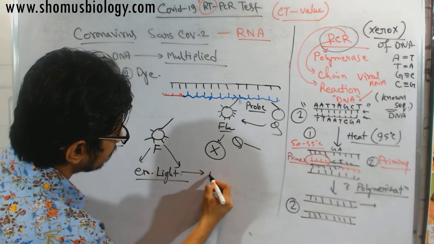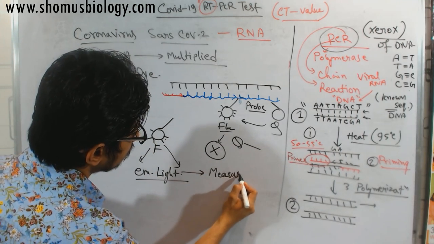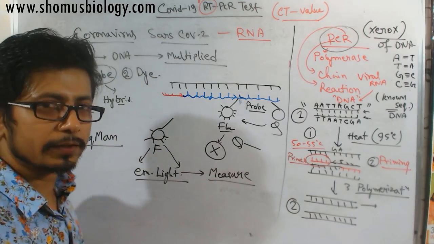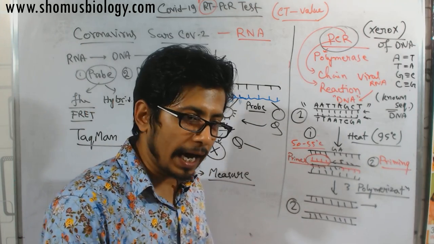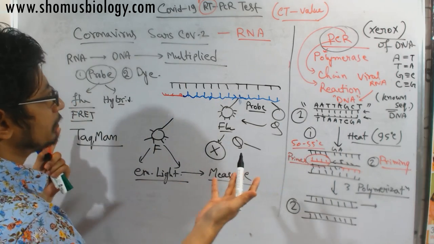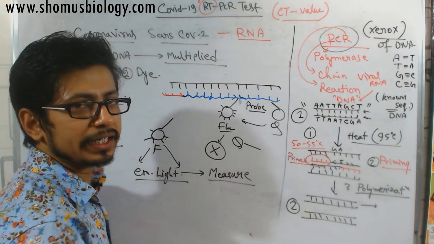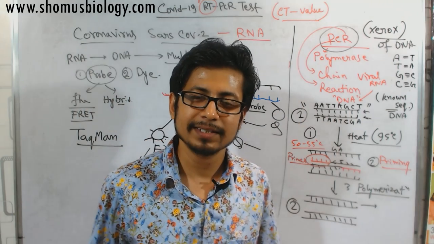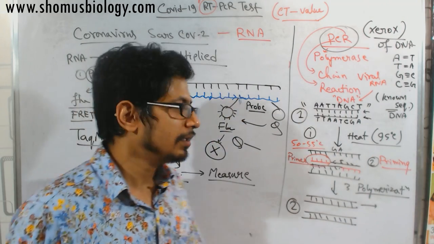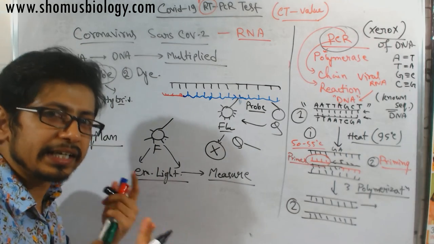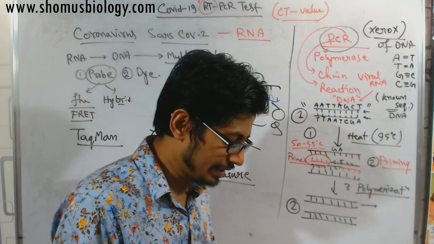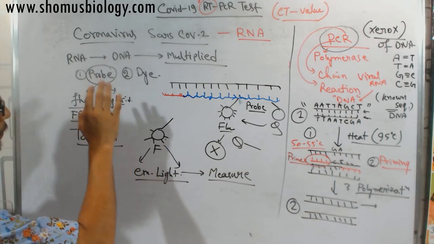This we can measure. Light intensity we can measure and we can detect. The higher the intensity, we can tell the more DNA is being amplified with RT-PCR. Got it? So after each cycle, this light intensity increases. Fine. This is when we use a probe.